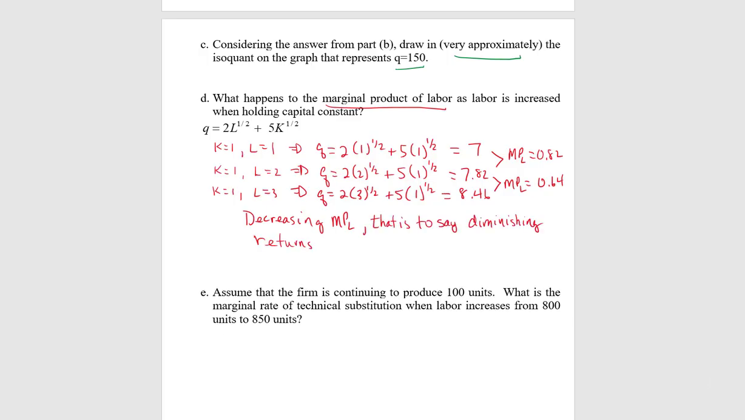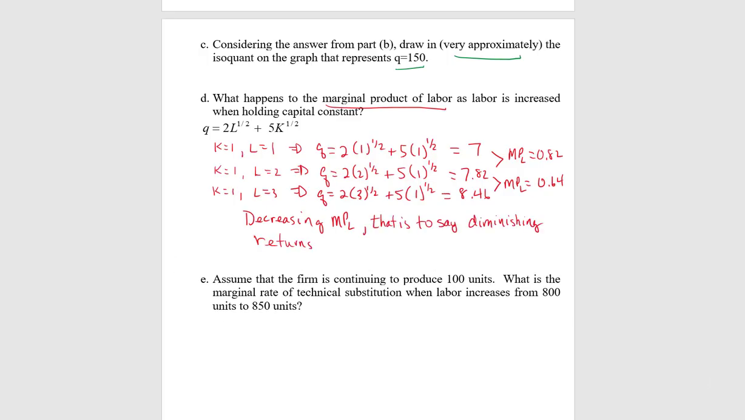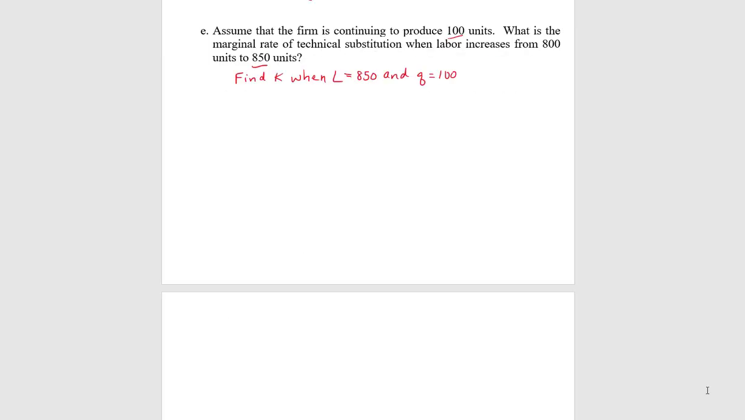There's one last part to this problem that I want to work here. Assume that the firm is continuing to produce at 100 units. What is the marginal rate of technical substitution when labor increases from 800 units to 850 units? So we're still going to stay on that goal production of 100 units, but we want to substitute away from capital towards labor. How much capital will we have to give up to add these additional units of labor? So to start with, we'd need to find out the quantity of capital that we'd have to have at 850 units of labor and be right on that 100 unit isoquant. So we're going to find K when L equals 850 and Q equals 100.